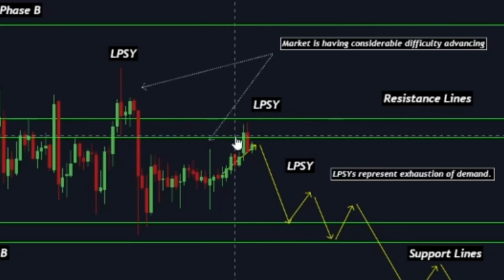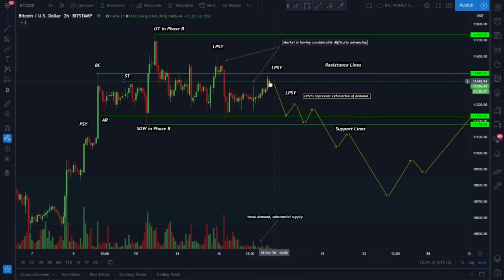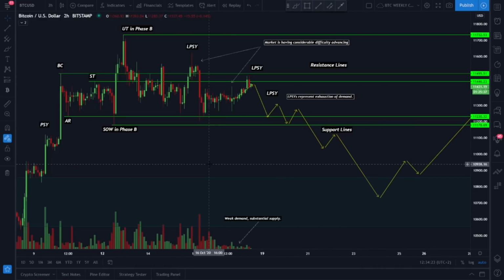And you can see this weak rejection here, this weak rejection here. This resistance line was the previous ST, the secondary test, and the buying climax area. So this buying climax line and the secondary test area is a very strong resistance. And if the price of Bitcoin is going to reject this line, this could actually indicate we are inside this LPSY area, last point of supply, which represents the exhaustion of demand.